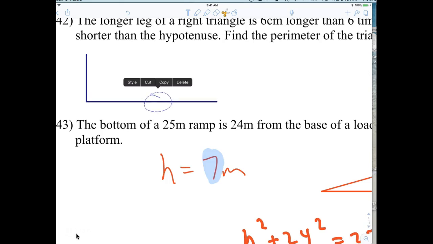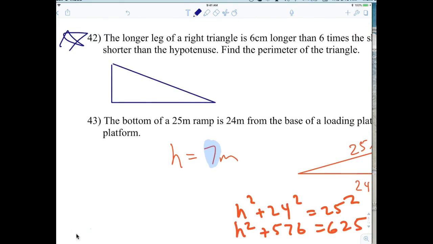And then you're going to label it. It says the longer leg is 6 centimeters longer than 6 times the shorter leg. So the shorter leg would be what? x. And then the longer leg would be what? 6 times x plus 6, wouldn't it? Yeah. It would be 6x plus 6.